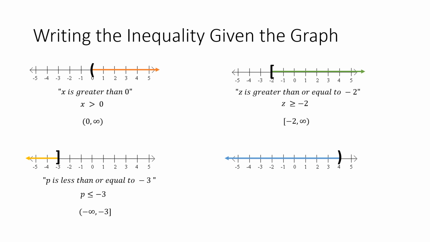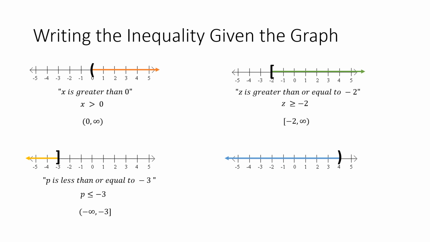Now, to write this in interval notation, since p is less than, we're going to be starting with negative infinity, and there will be parentheses and then negative infinity, and there'll be comma -3 with a bracket. All right, let's look at our last example here. We have a parentheses at 4, and our line is going to the left. It's going to the negative numbers, so it's going to that negative infinity again.